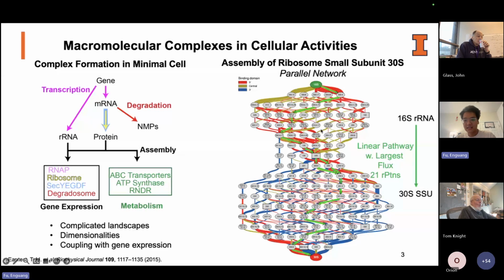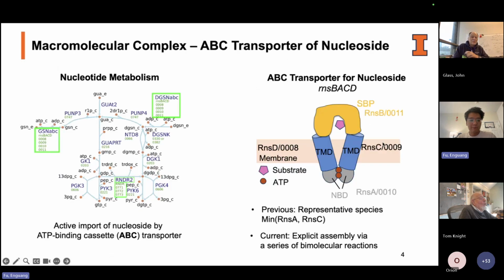On the right is a classic assembly of the important ribosome small subunit 30S in a parallel network. Starting from the bare 16S RNA, 21 ribosomal proteins will bind to form the final product, the 30S small subunit. In our current model, we decided to reduce this whole parallel network to a linear pathway with the largest fluxes.